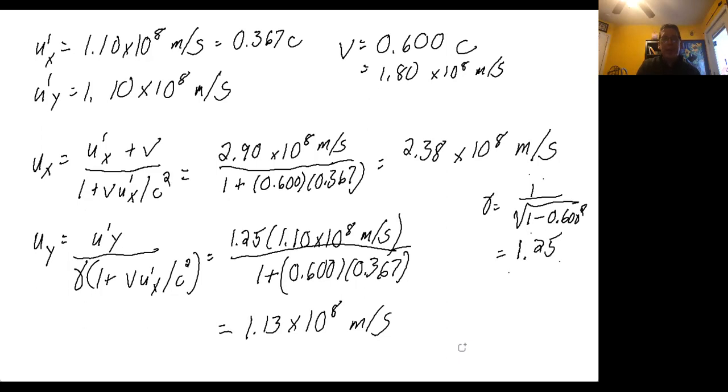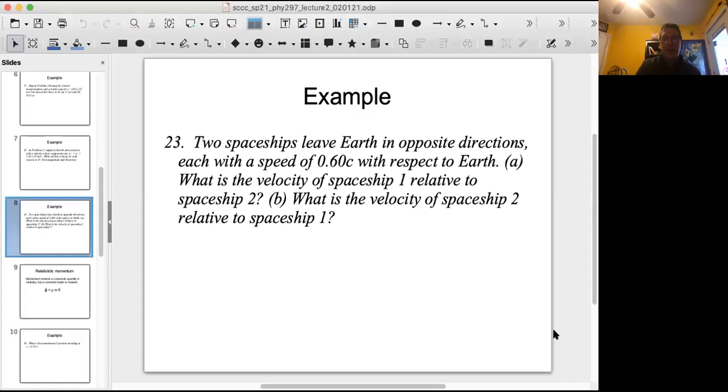One last example before we move on to momentum. Two spaceships leave Earth in opposite directions. So let's get back to the lecture notes. Two spaceships leave Earth in opposite directions with a speed of 0.60 c with respect to Earth. What is the velocity of spaceship 1 relative to spaceship 2? What is the velocity of spaceship 2 relative to spaceship 1?